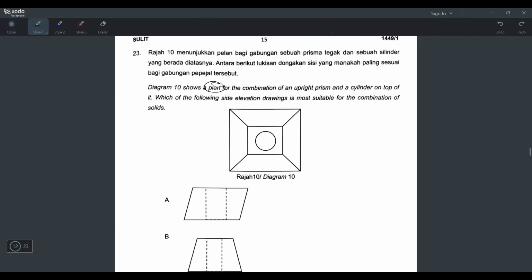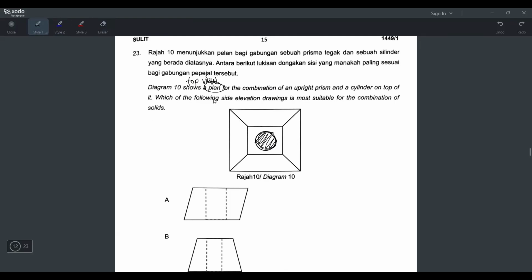Diagram 10 shows a plan. Plan means top view. Top view means like you pandangan atas, pandangan dari atas. So pandangan dari atas, for the combination of an upright prism and a cylinder on top of it. Wait, combination of an upright prism. Okay, so maybe something like this. And on top, and a cylinder on top of the prism. Okay, so I think that's why you see the circle here lah, because this is the top view of the cylinder. And I think the rest is just the top view of the prism.